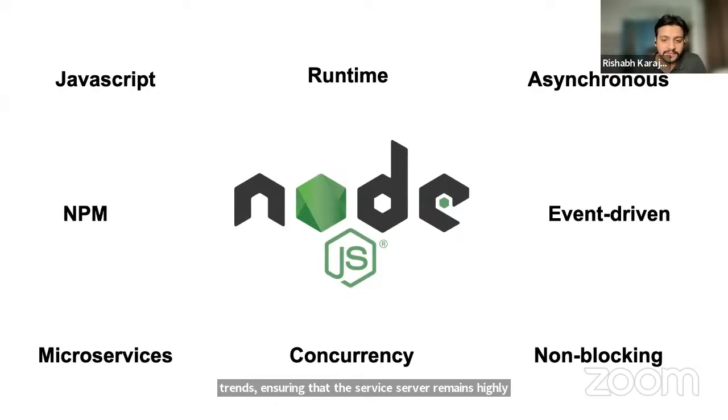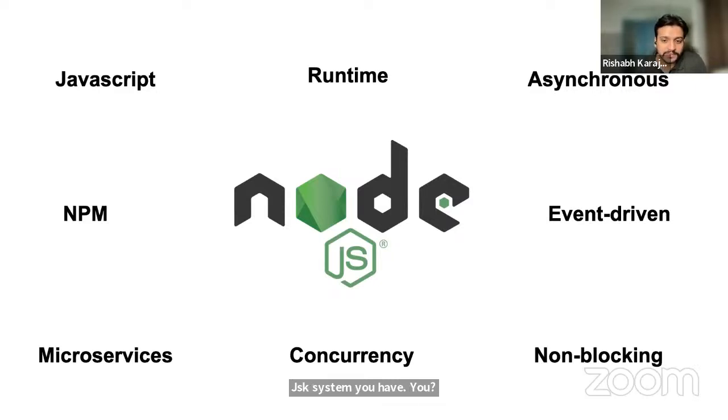By separate threads, yes, I know Node.js is a single-threaded model, but I will come to the point of how we can use separate threads to ensure scalability. Coming to NPM, Node.js Package Manager is one of the largest package managers out there, and it's a very integral part of the Node.js ecosystem.